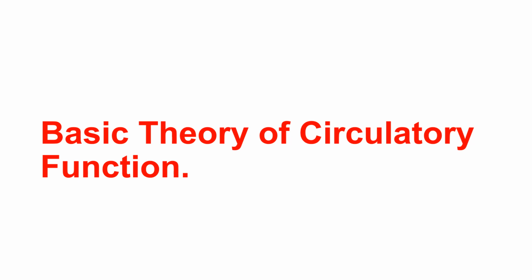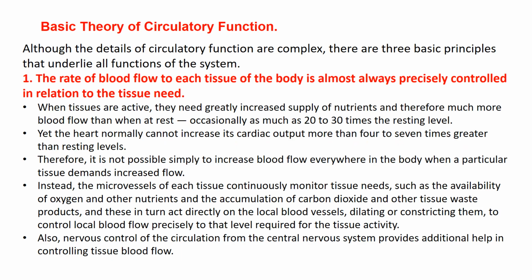Basic theory of circulatory function. Although the details of circulatory function are complex, there are three basic principles that underlie all functions of the system. 1. The rate of blood flow to each tissue of the body is almost always precisely controlled in relation to the tissue need. When tissues are active, they need greatly increased supply of nutrients and therefore much more blood flow than when at rest, occasionally as much as 20 to 30 times the resting level.